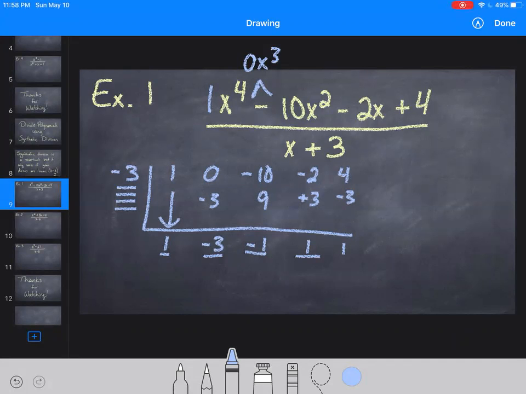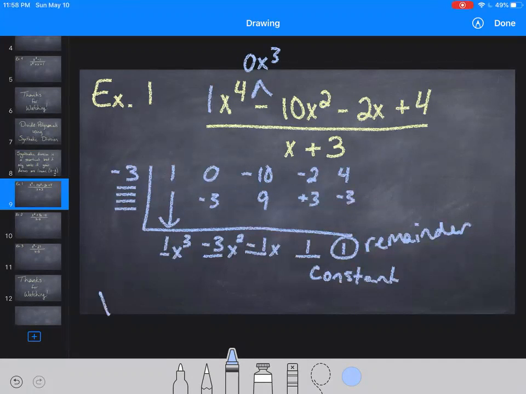After I've done this, everything at the bottom is going to give me what my answer is. The very, very last number that I get is always going to be my remainder. The second to the last one is going to be my constant. And then I'm going to go in ascending order from there. I'm going to go to my x, then my x squared, and then my x cubed. So my quotient is going to be 1x cubed minus 3x squared minus x plus 1.